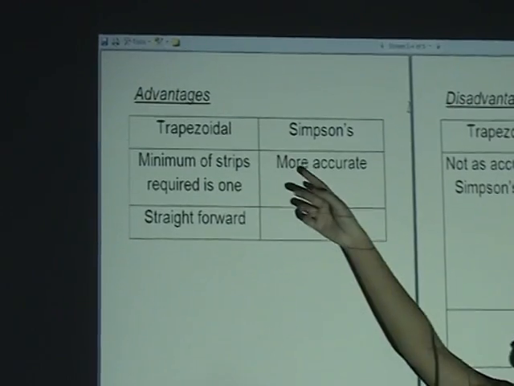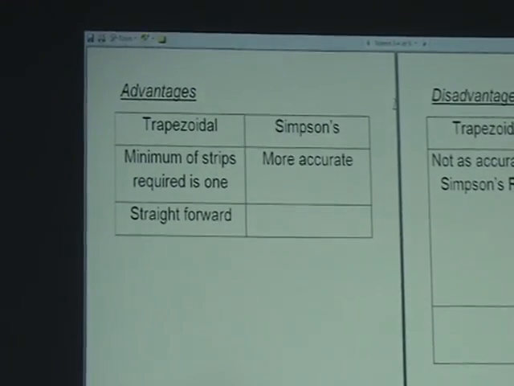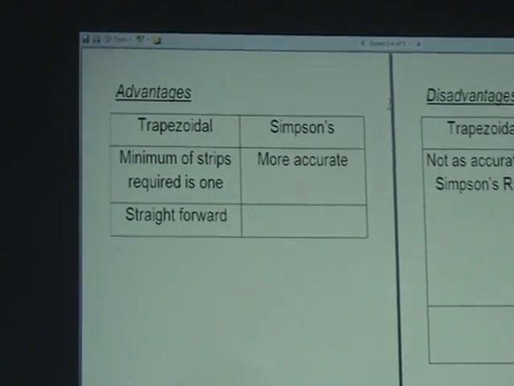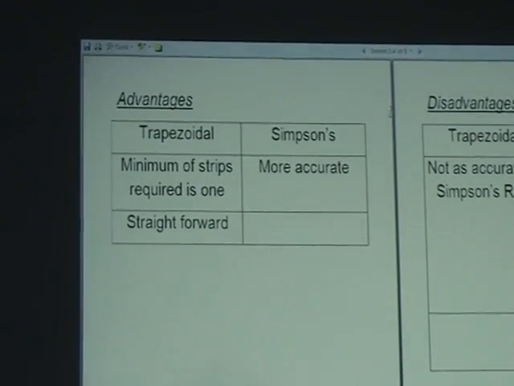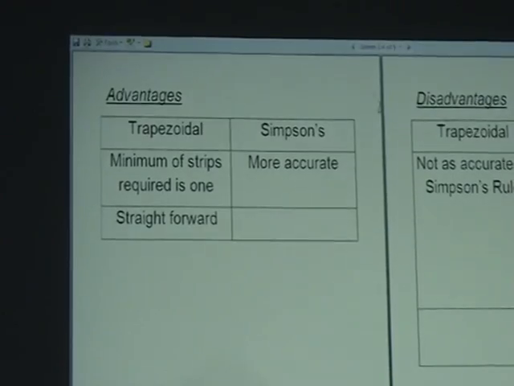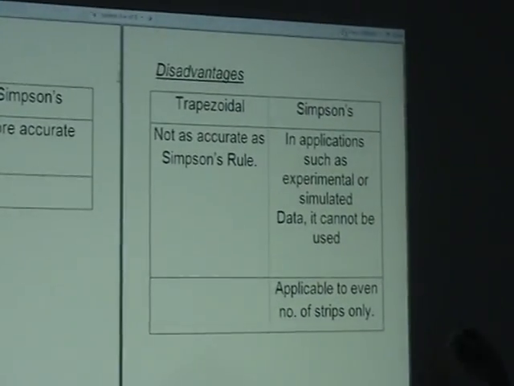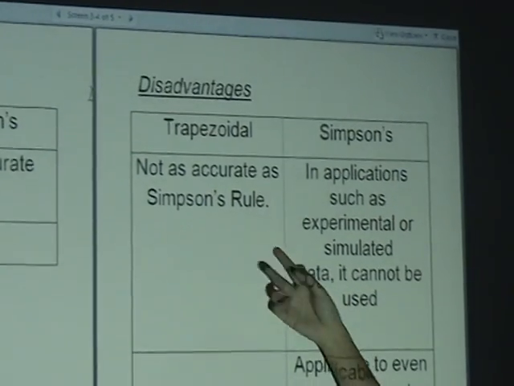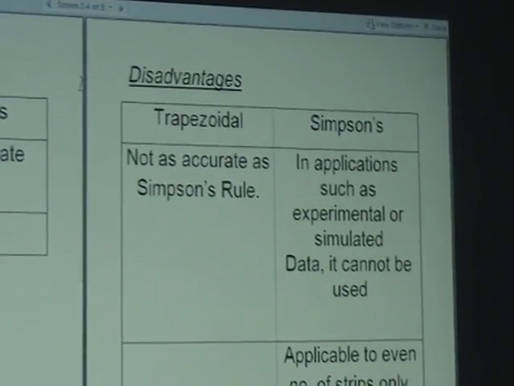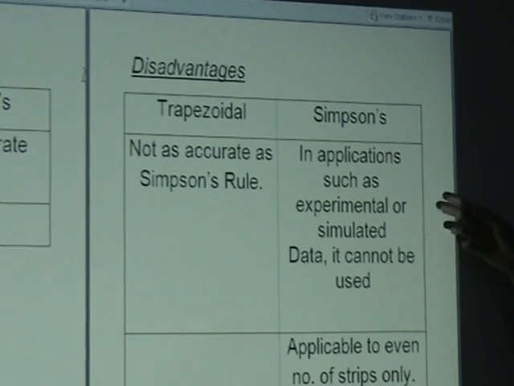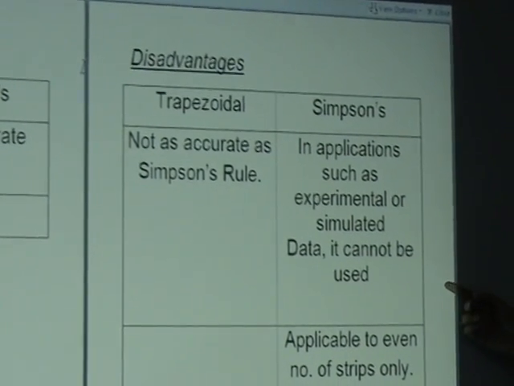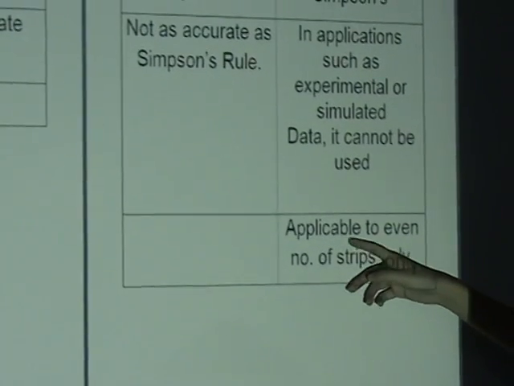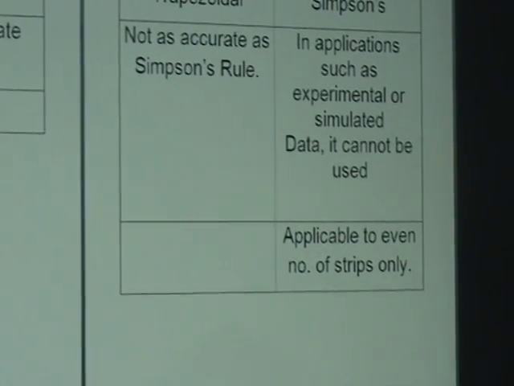The advantages of the trapezoidal and Simpson's rule. For trapezoidal, the minimum number of strips required is 1, and it is also straightforward. For Simpson's rule, it is more accurate. The disadvantage of the trapezoidal rule is that it is not as accurate as Simpson's rule. For Simpson's rule, in applications such as experimental or simulated data it cannot be used, and it is only applicable to an even number of strips.